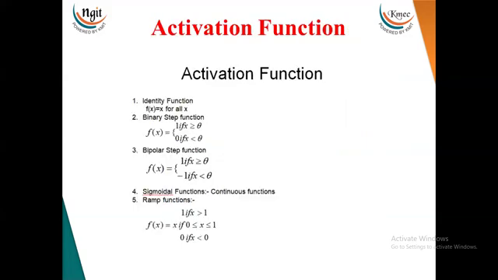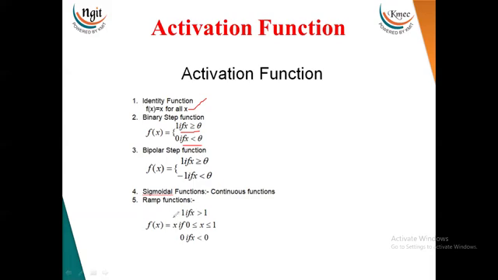Okay. Now, what are the different types of activation functions? First one is your identity function. In the identity function, you'll take the value as it is. Second one is the binary step function: 1 if x is greater than theta, and this is your threshold value, and 0 if x is less than theta. Binary step function, here it is 1, 0. Here it is 1 and minus 1.